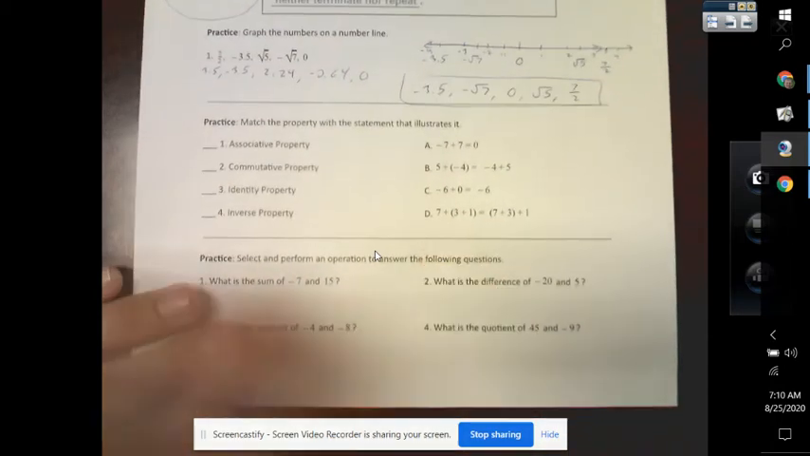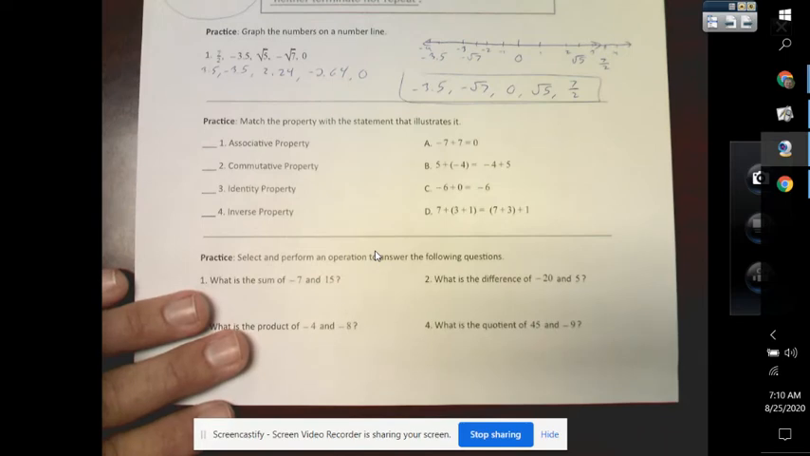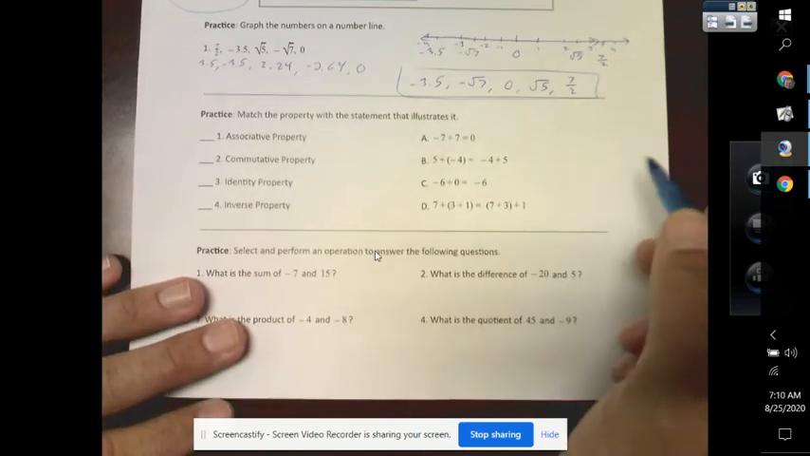Basic properties. Okay. Associative, commutative, identity property, and inverse. So we've got matching over here.